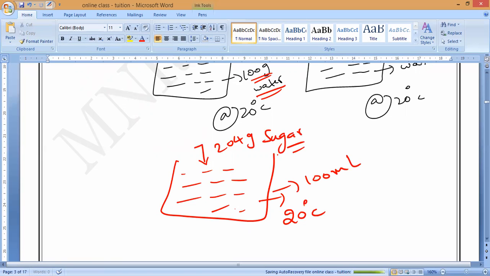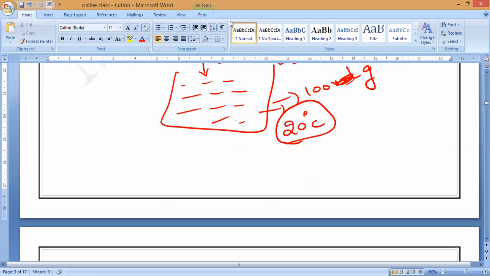Highly soluble in water. That is why it is dissolving. Around 204 grams of sugar is dissolving in the same 100 grams of water, not 100 ml, 100 grams of water, at 20 degrees Celsius. Understand, all of you?